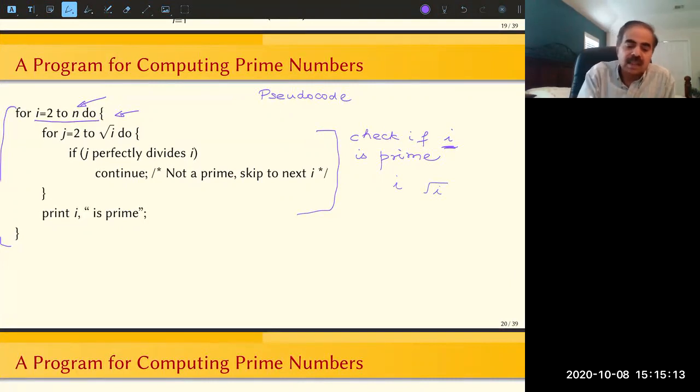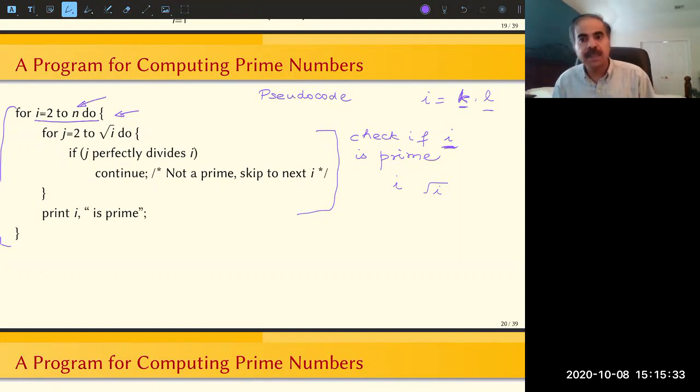Okay, because you can see that if you take I, and if it is k times L, then at least one of them has to be less than square root of I, and the other one could be greater than square root of I, right? So you can't have both of the numbers being greater than square root of I. Therefore, it's enough to check up to the square root of I in order to find if there is a divisor, right? And the inner loop is simply doing that.